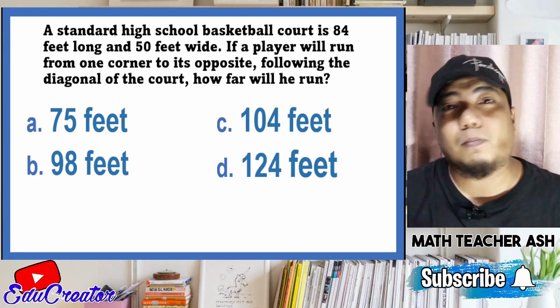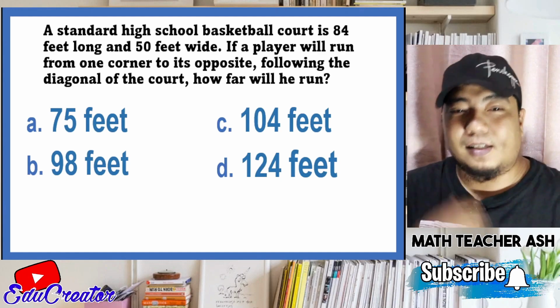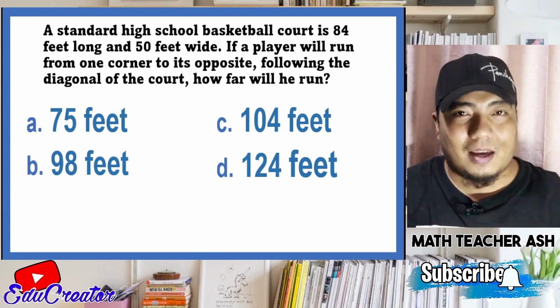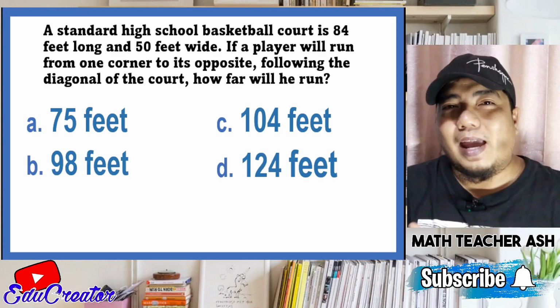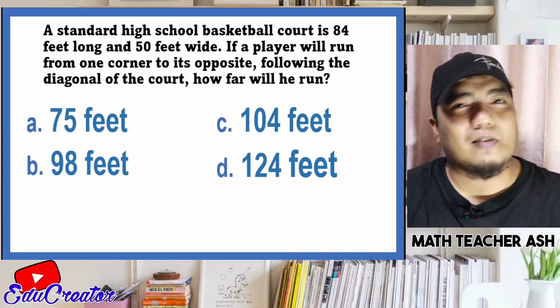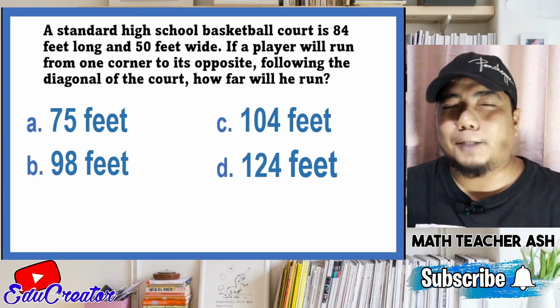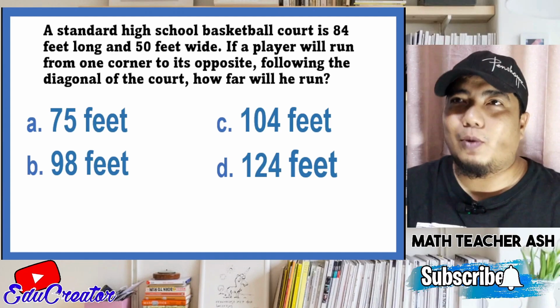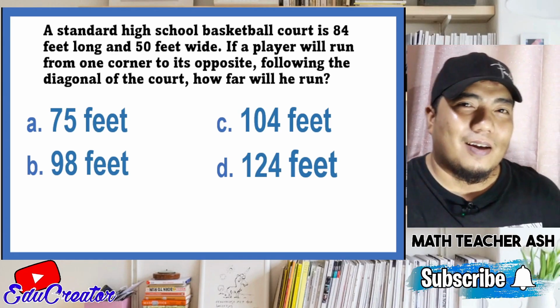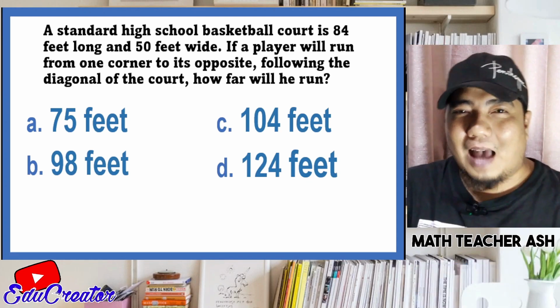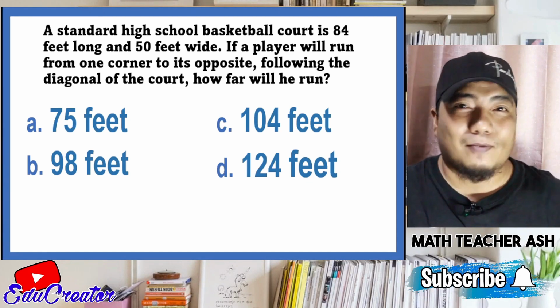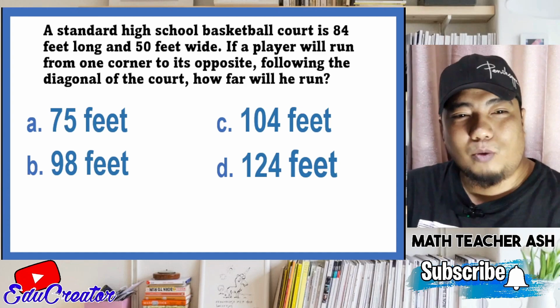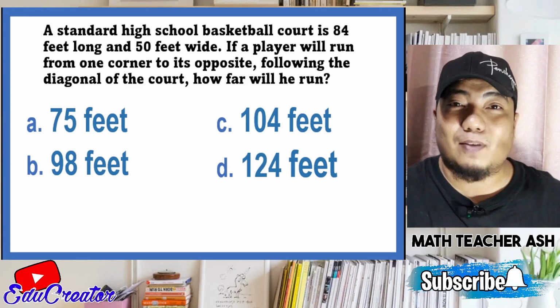court. And what is the shape of a basketball court? That is a rectangle, right? So having a rectangle, you have the length and the width. And if you run to the diagonal of that given scenario, basically you will be having a right triangle. So having a right triangle, you now have two legs that are 84 feet long and 50 feet wide.